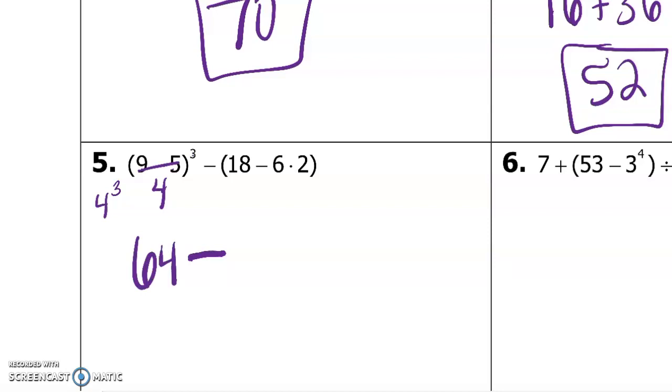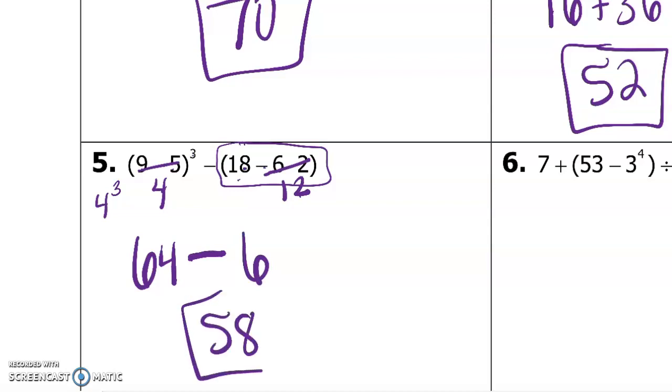We brought down our subtraction sign. Now all we're worried about is this, 18 minus 6 times 2. A lot of people want to do 18 minus 6. You have to multiply before you subtract. That's what our order of operations are. So 6 times 2 is 12. 18 minus 12 is 6. So 64 minus 6 gives us 58 for our final answer.